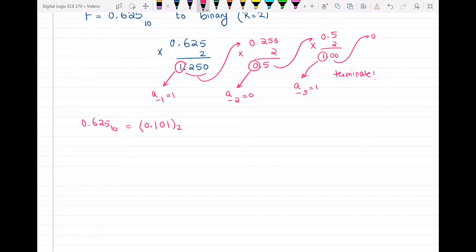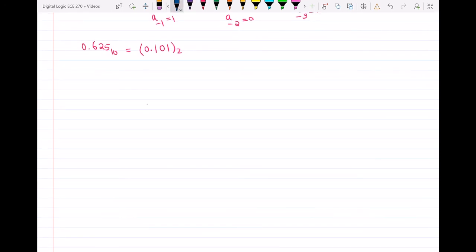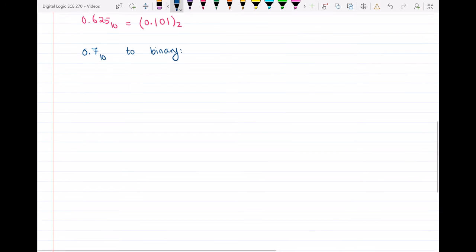Okay, so this process may not always terminate, but if it does not terminate, the result is a repeating fraction. By that I mean, for example, in this particular example we have 0.7 base 10. I want to convert this to binary. Okay, so let's see what if it doesn't terminate, what if it continues, and you'll see that the pattern will be repeating, so you can stop when the patterns start to repeat.